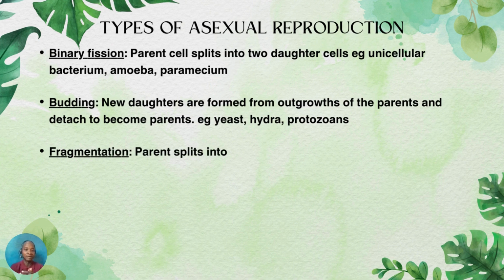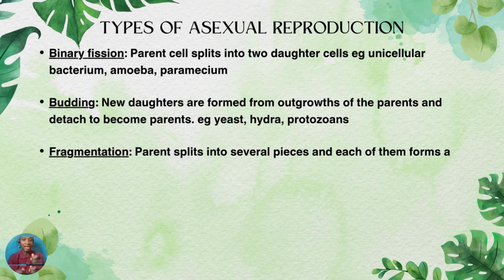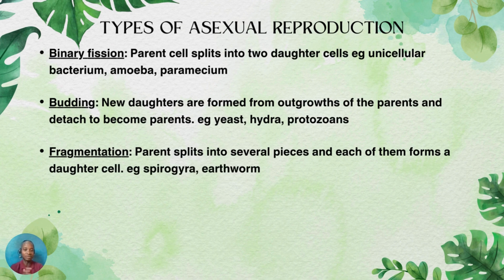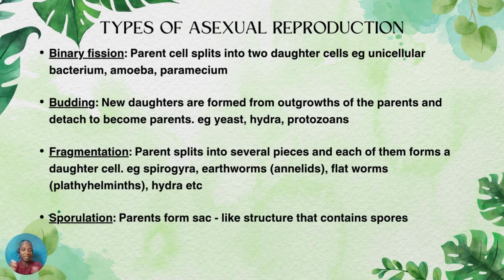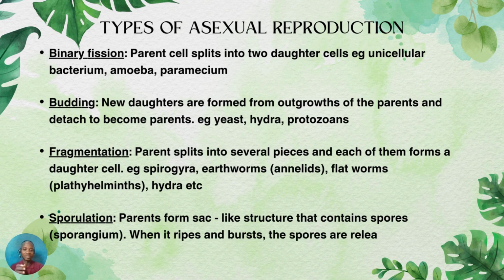The next type of asexual reproduction is budding. Budding is an outgrowth, an offshoot of the parents, which eventually detaches and becomes a parent on its own. And this process continues until there are a lot of them. Usually, you know that asexual reproduction is very fast. You see that in yeast. That's how our bread rises because of that budding effect. Hydra, we also see it in protozoans and many more.